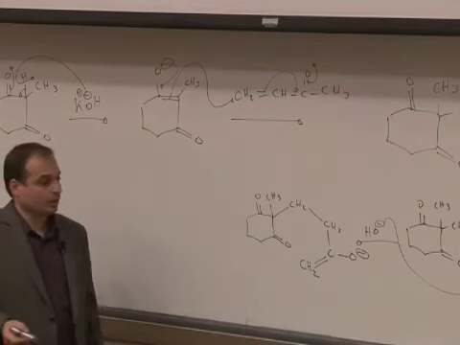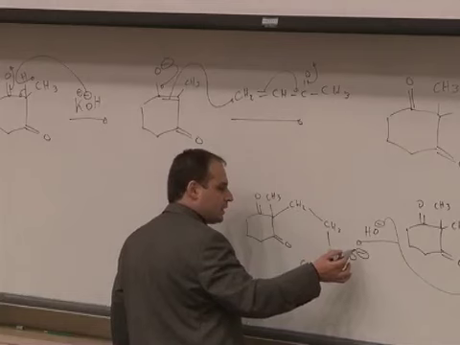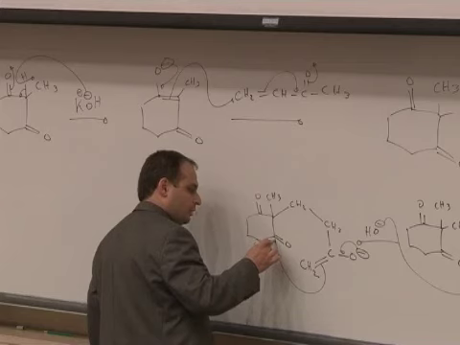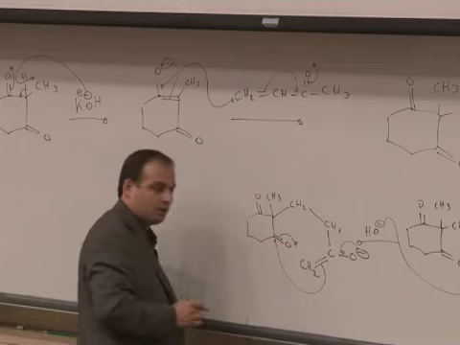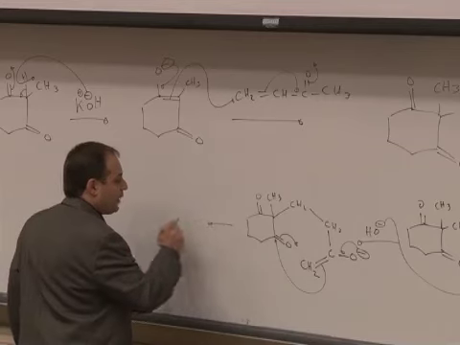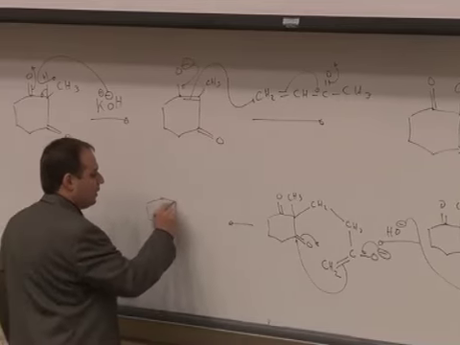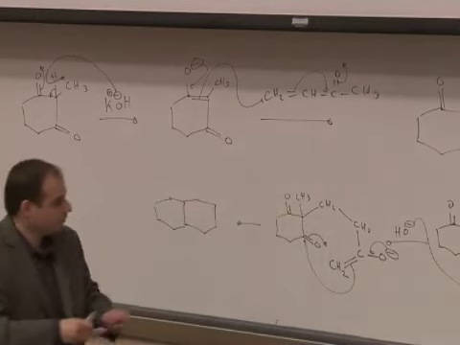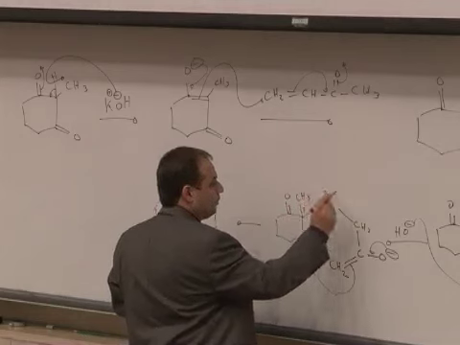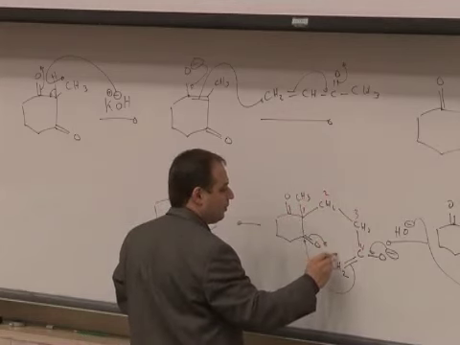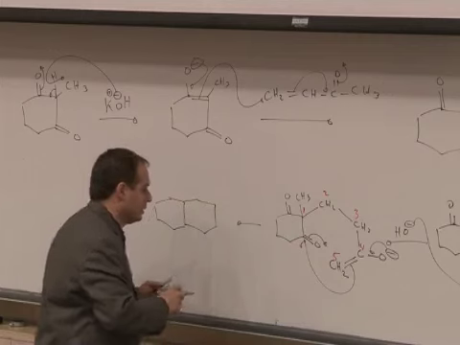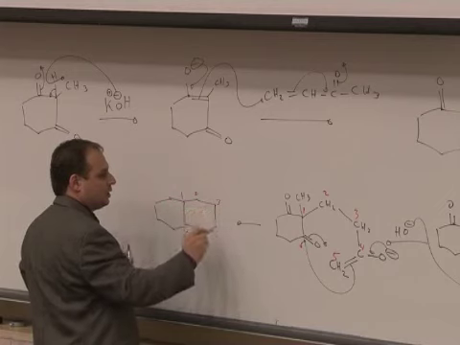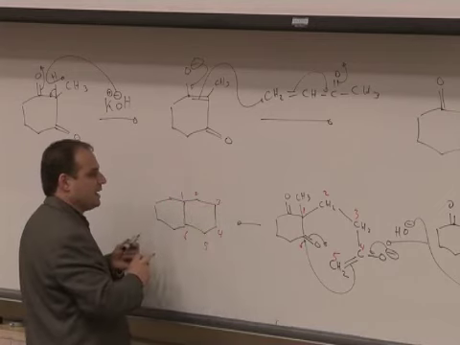Then you are going to have an intramolecular aldol condensation, O minus, 2, 3. And what you're forming now is another 6-member ring. Please number your carbons. 1, 2, 3, 4, 5, 6. This is 6. This is 1. This is 2. This is 3. This is 4. This is 5.